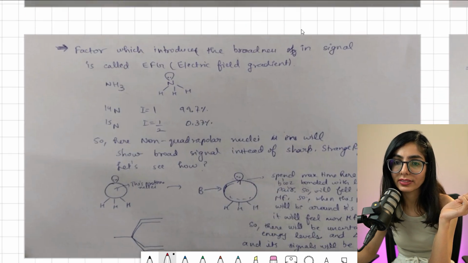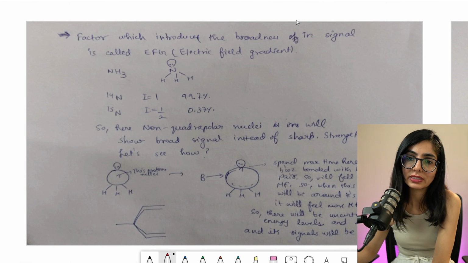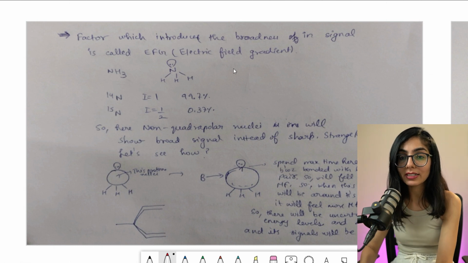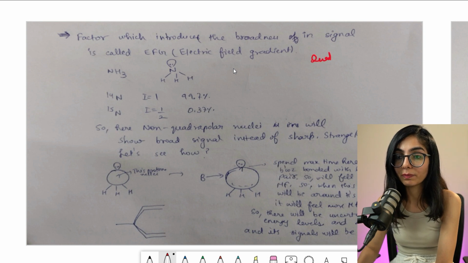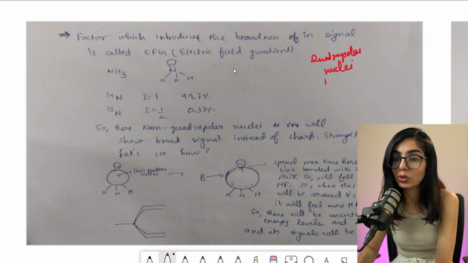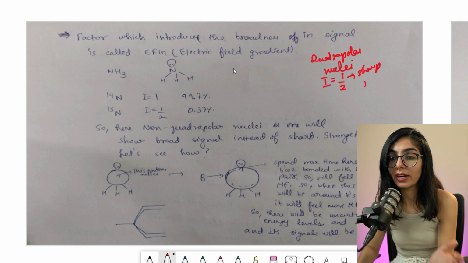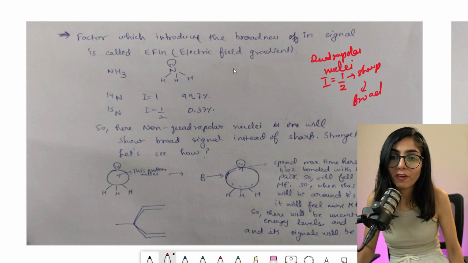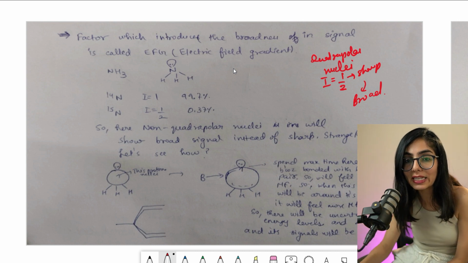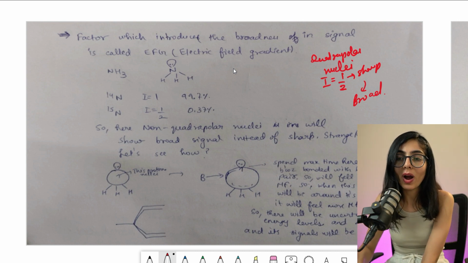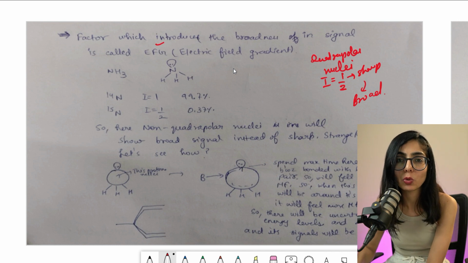Yeah, so the factors which introduce the broadness in any signal. Here you will be seeing that some quadrupolar nuclei, that's why I told you generally, that is I equal to half, they should give sharp signal, but they will also give broad. So there are some examples I'll tell you over here. The factor which introduces the broadness in signal is called EFG. Why does it happen that some signals which are supposed to be sharp become broad? The reason is electric field gradient.